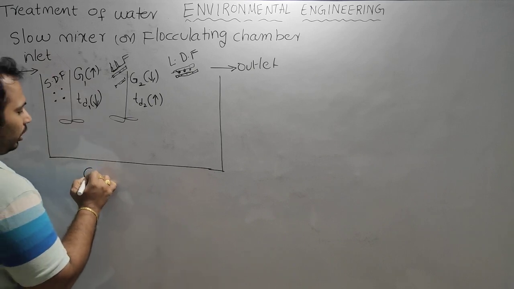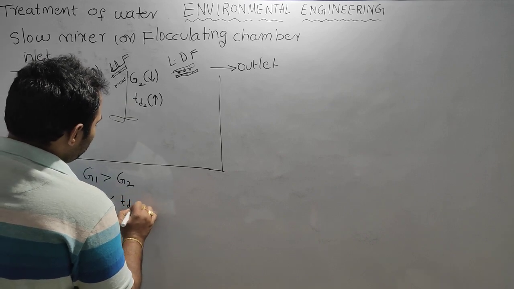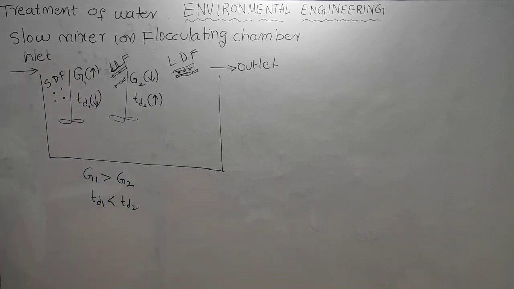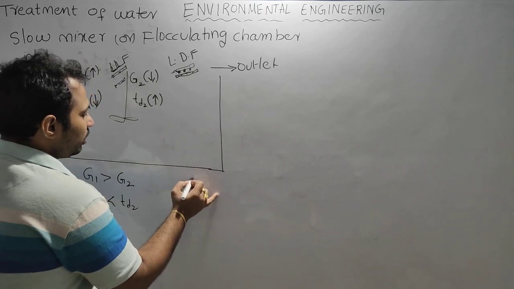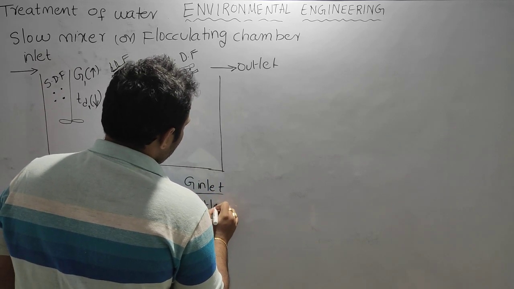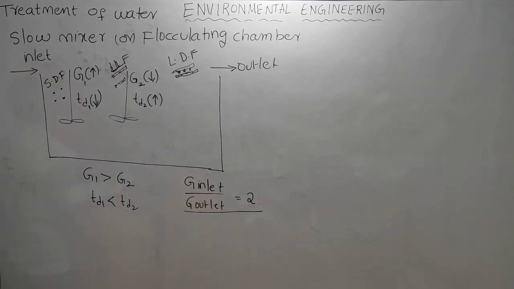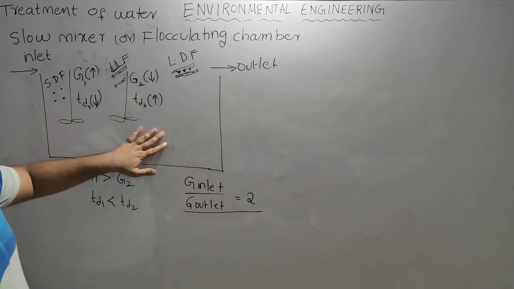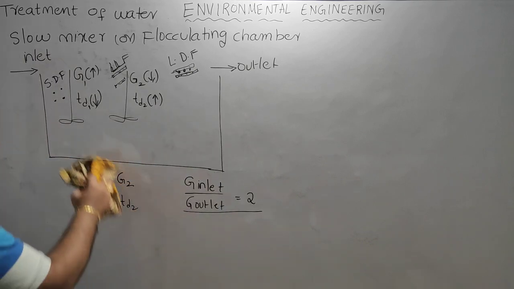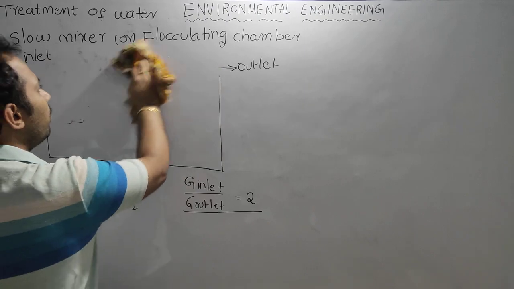Here G1 is greater than G2 and TD1 is less than TD2. Generally, G inlet by G outlet, we keep it approximately equal to 2. So this is how the flocculating chamber will work. There are some design parameters of this flocculating chamber. Let us see the design parameters of the flocculating chamber.